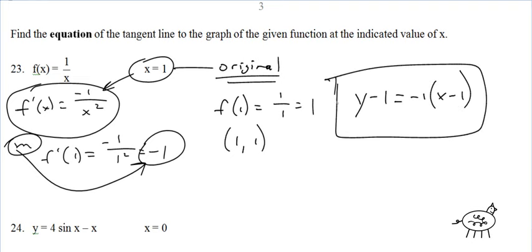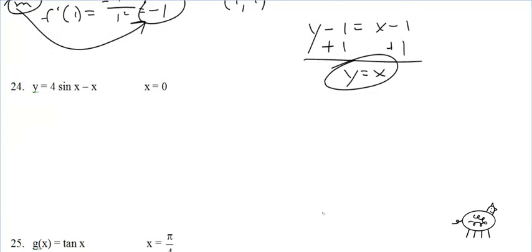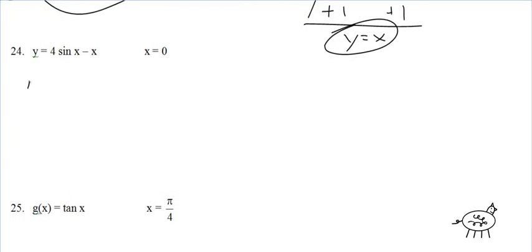And what if I asked you for the equation of the normal line? Wouldn't that just be y minus 1 is equal to, what's the opposite reciprocal of negative 1? Well, it's just 1. So it's going to be x minus 1. Right? Sometimes you add 1, so you actually get y equals x. Okay, but that's fine the way it is. Okay, 24. Same thing, we're taking the derivative. So y prime is going to be 4 times cosine of x minus 1.